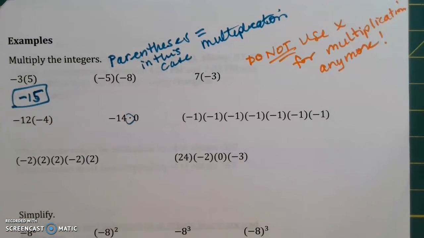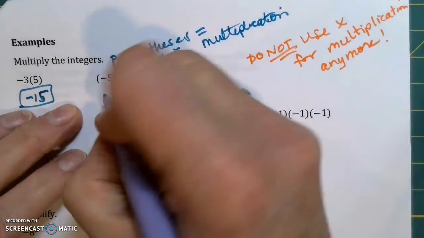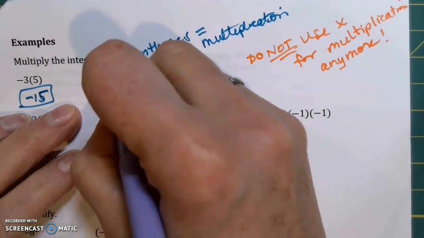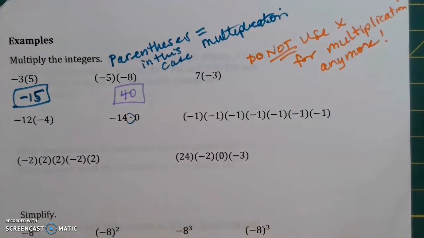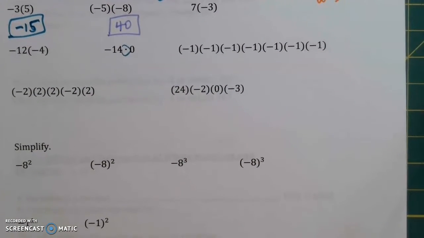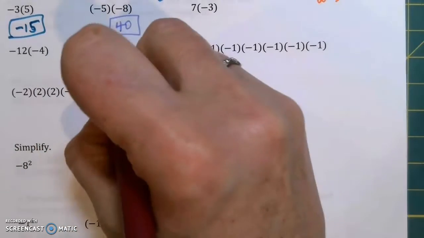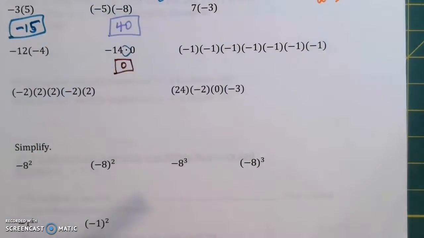And with that one, that -5 times -8, the signs are the same. They're both negative, so that will become a positive answer. And 5 times 8 is 40. So positive 40 for that one. Occasionally, you will have a 0 in there, and we have to remember that anything multiplied by 0, multiplying by 0 is no problem at all. In this one with -14 times 0, so that will just be 0. Anything times 0 is 0.